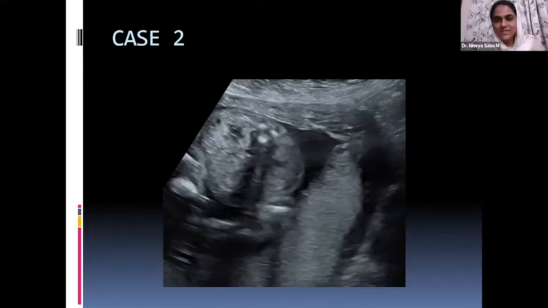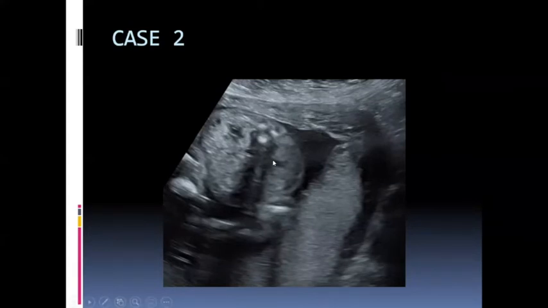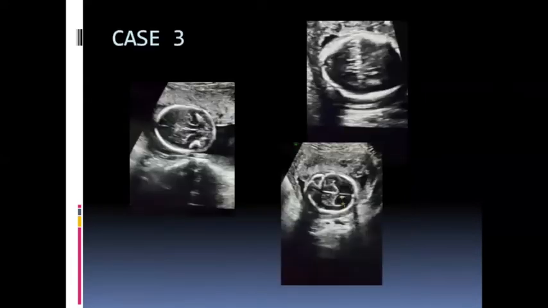What are you seeing? Kidneys appearing bulky. Yeah, both the kidneys appear bulky and hyperechoic, and abnormal looking, and the corticomedullary differentiation was completely altered. It's a fetus of gestation age around 20 weeks. Okay, so it's a case of ARPKD.